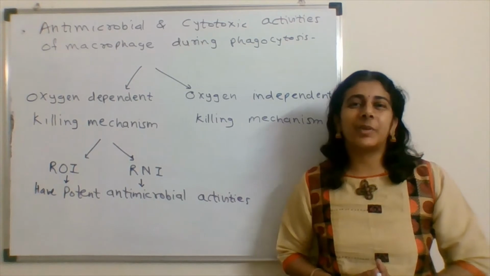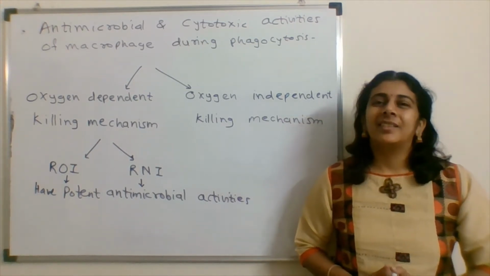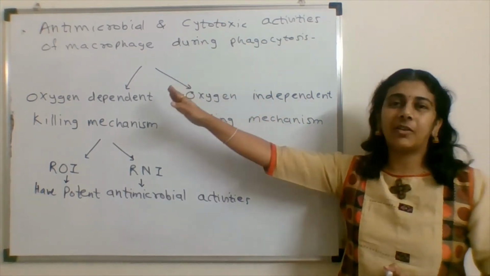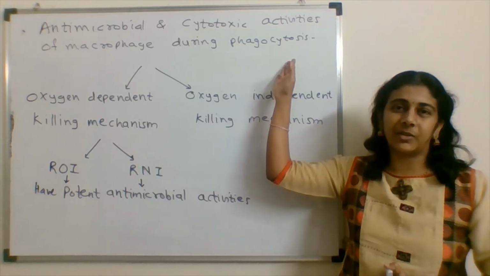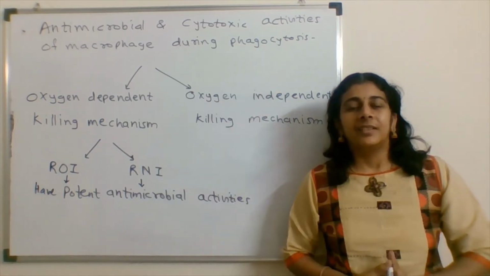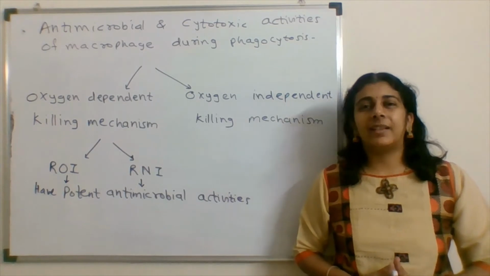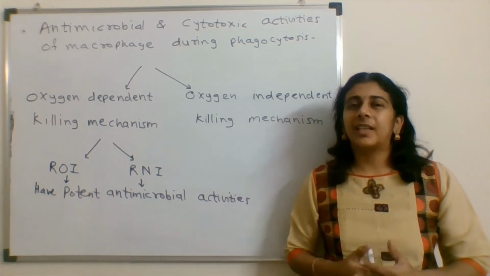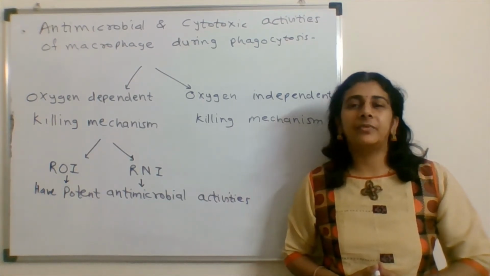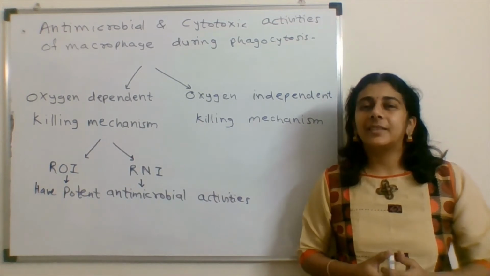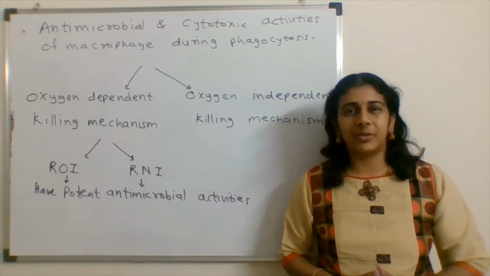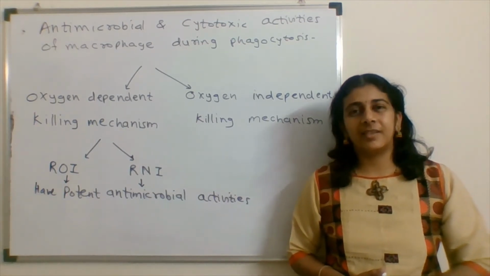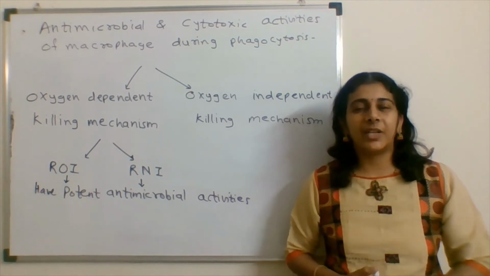Today we are going to discuss one point from immunology: the antimicrobial and cytotoxic activities of macrophages during phagocytosis. Macrophages are basically immune cells. These are synthesized in bone marrow, circulate in peripheral blood for 8 hours, and then reside in a tissue. The main function of macrophages is phagocytosis, which engulfs the infectious organism.